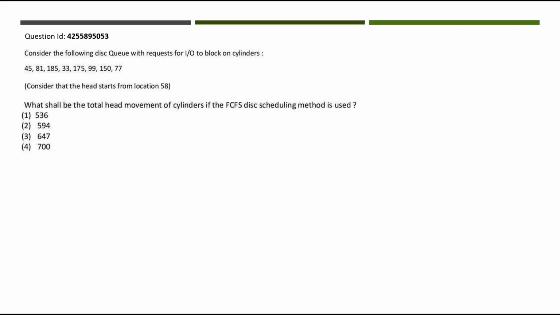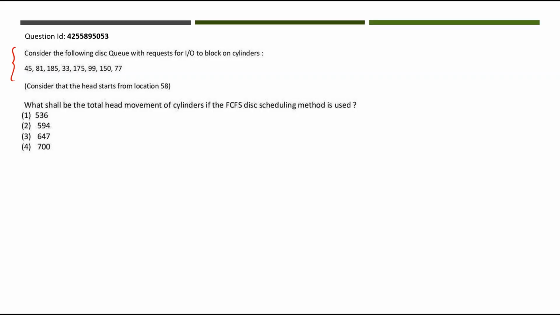Now we are entering into the comprehension type of question where 5 questions depend on this particular part. Consider the following disk queue with request for I/O to block on cylinders 45, 81, 185, 33, 175, 99, 150, 77. Consider that the head starts from location 58.